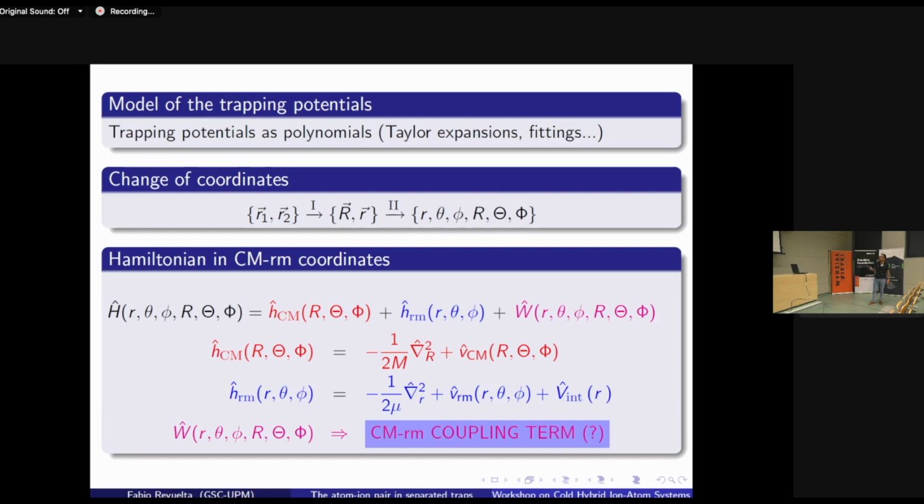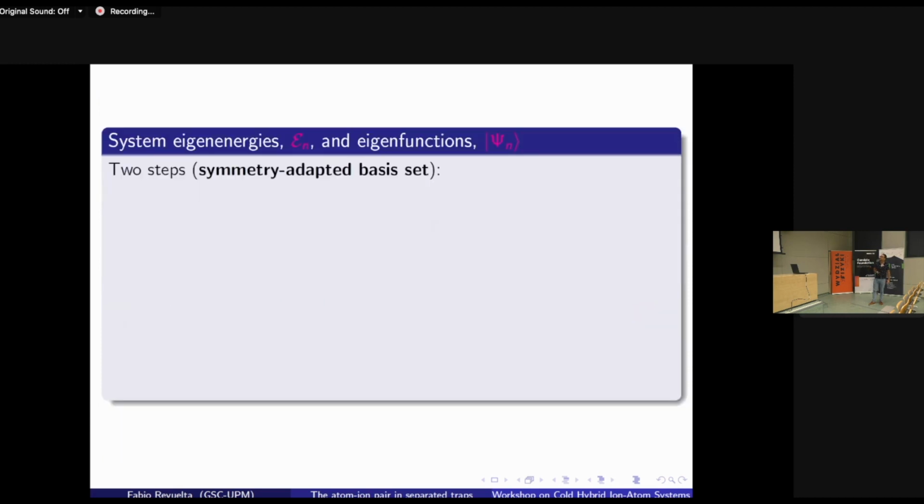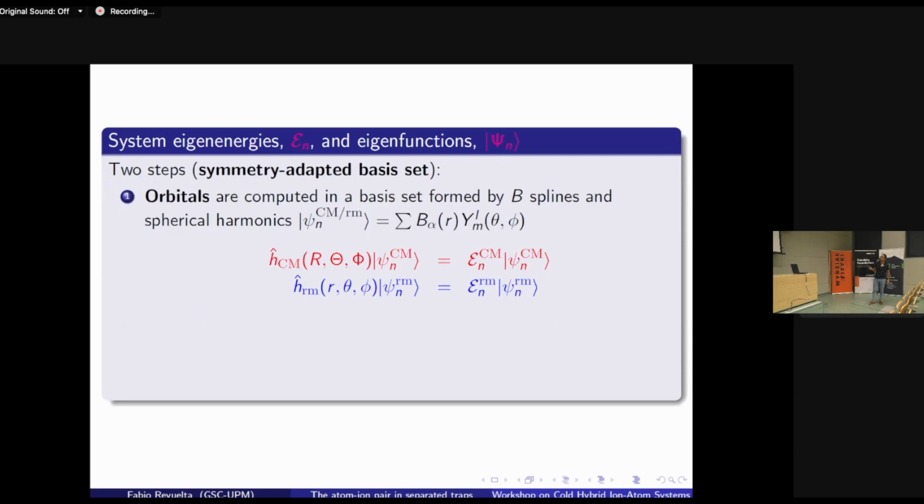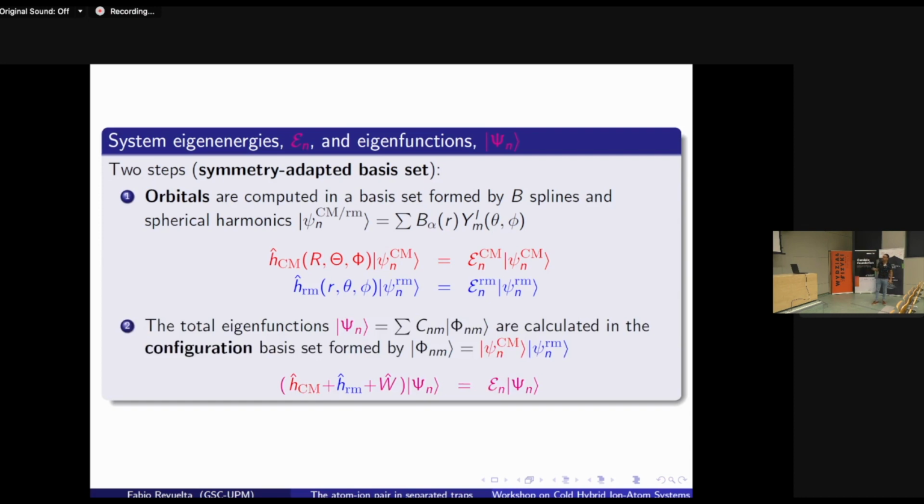And to calculate the eigenfunctions, we do it in 2 steps. First we change to spherical coordinates, and we calculate the eigenfunctions associated to the center of mass and relative motion. We call them orbitals, as chemists do. And for this purpose, we use a basis set formed by B-splines and spherical harmonics. Then we take these eigenfunctions, and we construct a new basis set, a configuration where the total Hamiltonian is diagonalized, right? I mean, this second step might be necessary or not, depending on whether you have this coupling term or not.